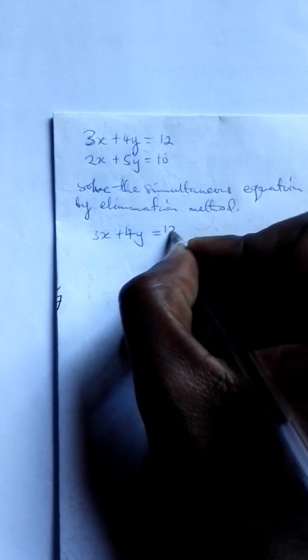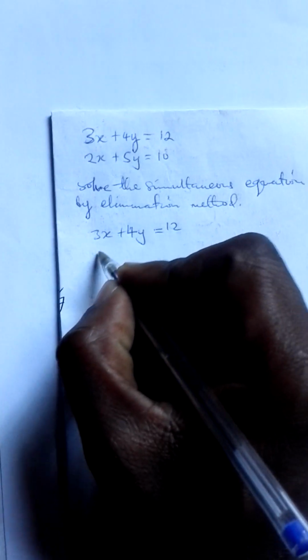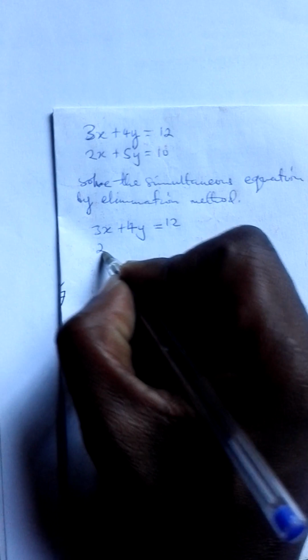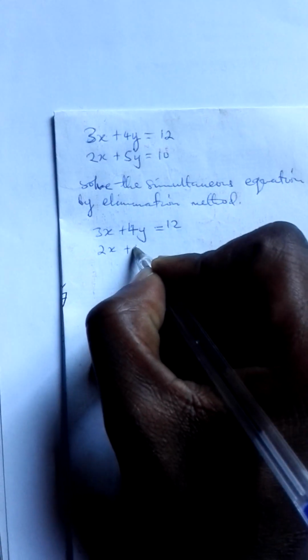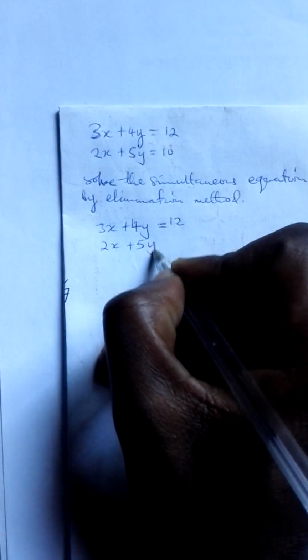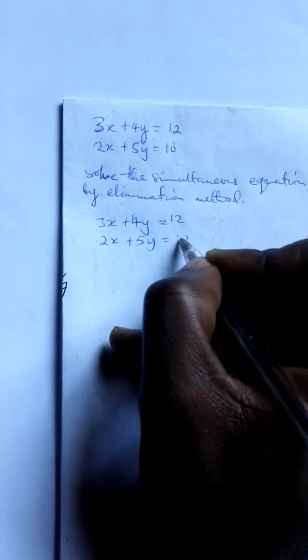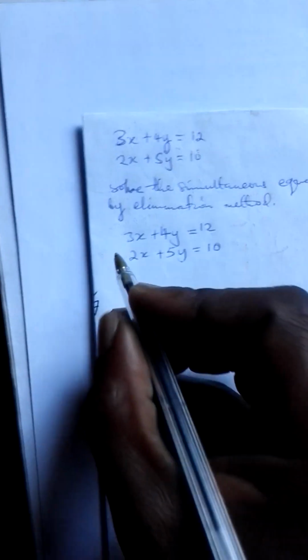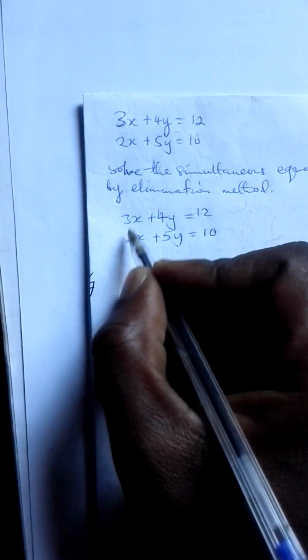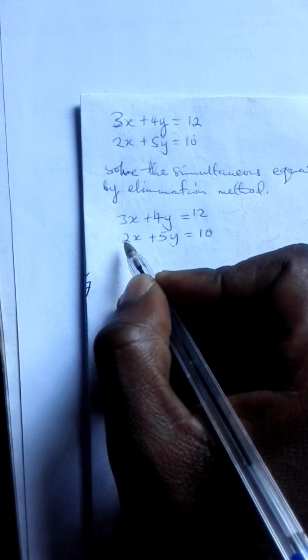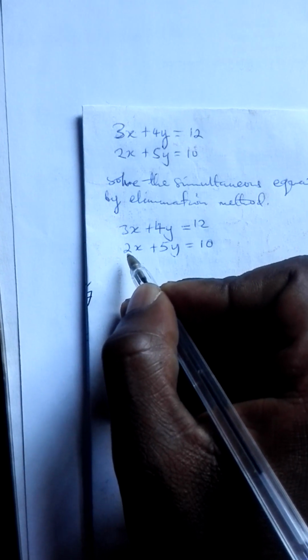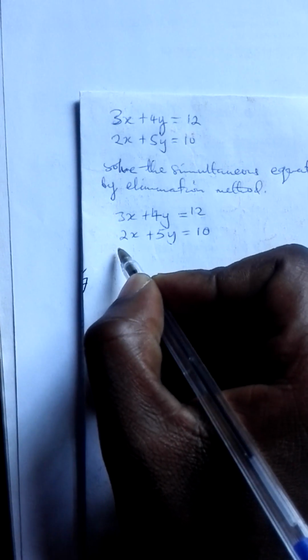4y equals 12 and 2x plus 5y equals 10. Now we're going to multiply. We're going to consider the variable x, because x has smaller numbers.